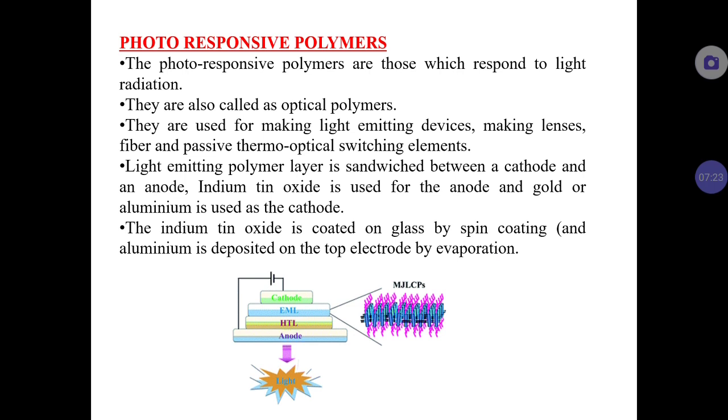The diagram shows a typical photoresponsive polymer sandwiched between an anode and cathode, which acts as a light emitting device. When it is connected to a battery power supply, it can emit light radiation just like an LED. That is how it works in a semiconducting LED. Very similarly, we can form an LED using these photoresponsive polymers.